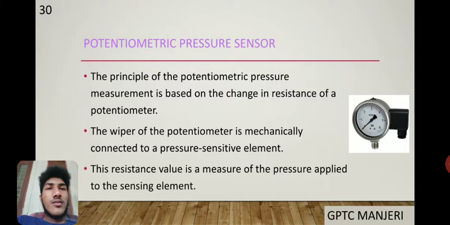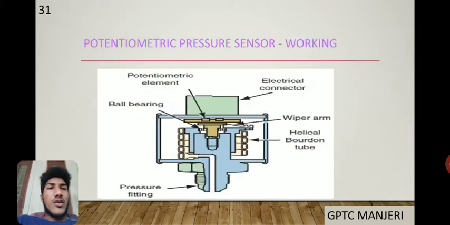First we are going to discuss the potentiometric pressure sensor. The principle of potentiometric pressure measurement is based on the change in resistance of a potentiometer. So this is the working diagram of the potentiometric pressure sensor.